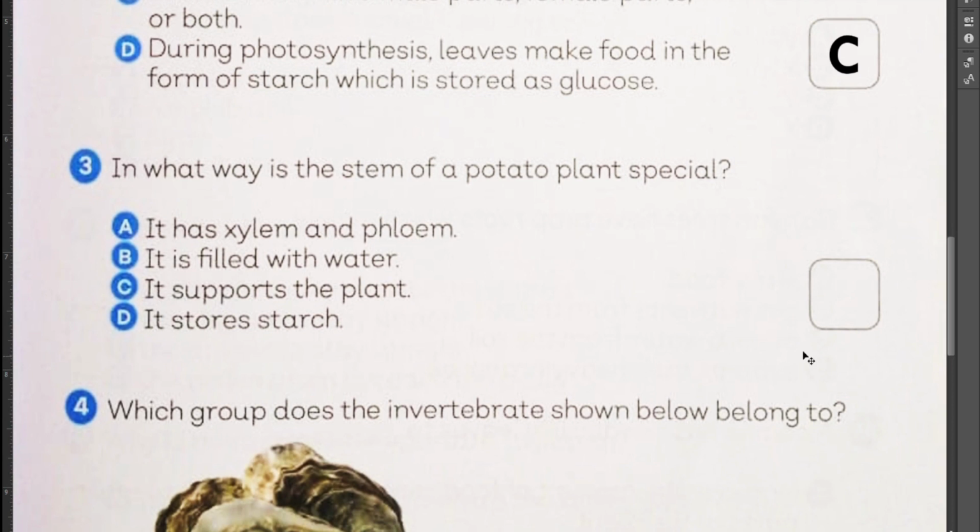In what way is the stem of a potato plant special? Why is the potato stem special? Letter A, it has xylem and phloem. Letter B, it is filled with water. Letter C, it supports the plant. Or letter D, it stores starch. So what do you think is the correct answer? The correct answer would be letter D. The stem of the potato can store food.